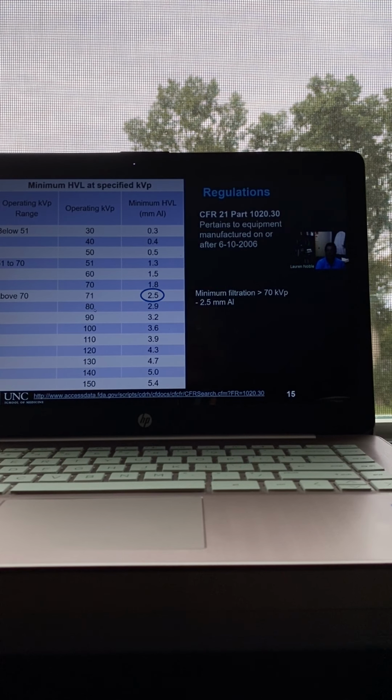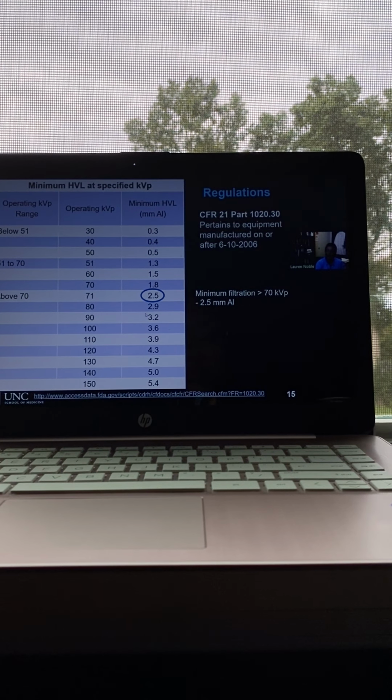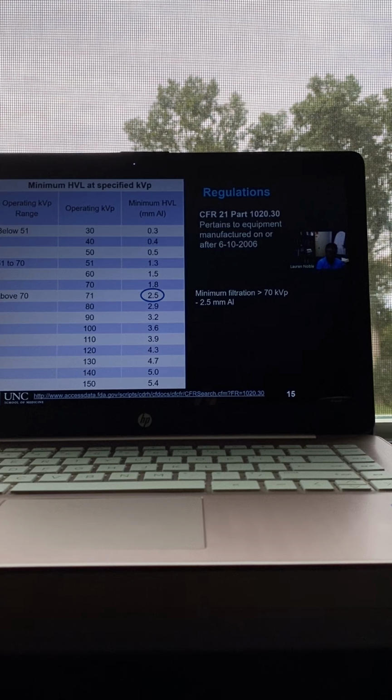At 80 kVp, the half value layer should actually be 2.9, which means at 80 kVp, it will take 2.9 millimeters worth of aluminum to reduce that beam to 1/2 of its original value. So notice as the kVp goes up, the amount of filtration to reduce the beam by 1/2 of its original value goes up.